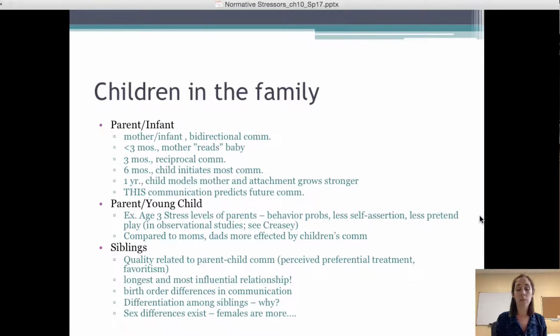Birth order differences in communication. Let's talk about these a little bit. So there are some small but significant trends. They're small though. Firstborn children are more independent. They tend to be more goal-oriented and they tend to be higher achievers than laterborns. A downside of that is they tend to be harder on themselves than laterborns. They want to please and they're hard on themselves when they don't. Whereas laterborns are less hard on themselves.